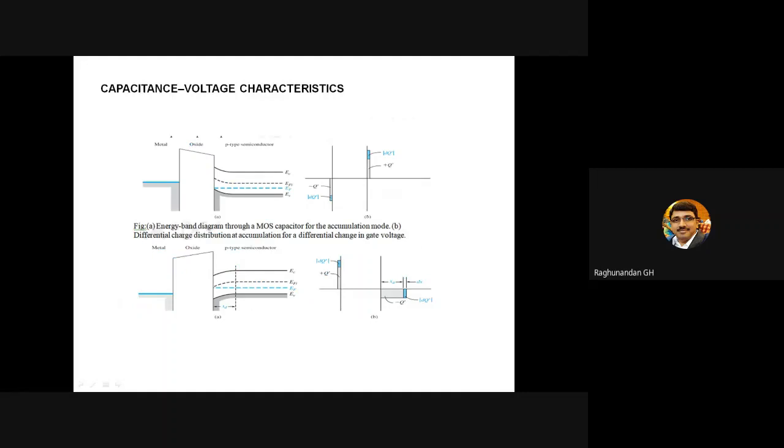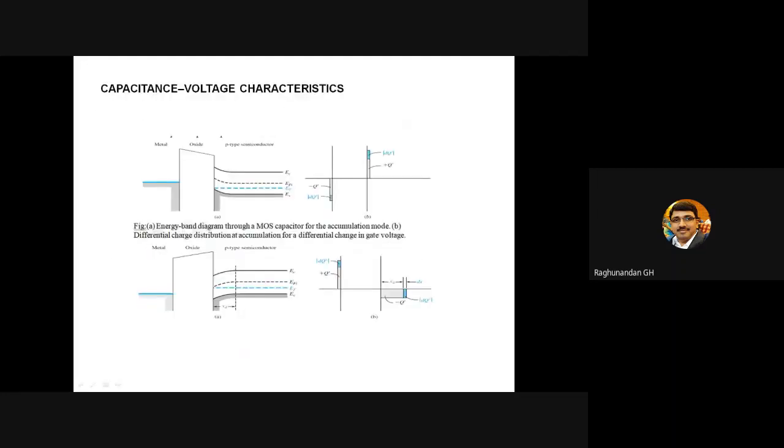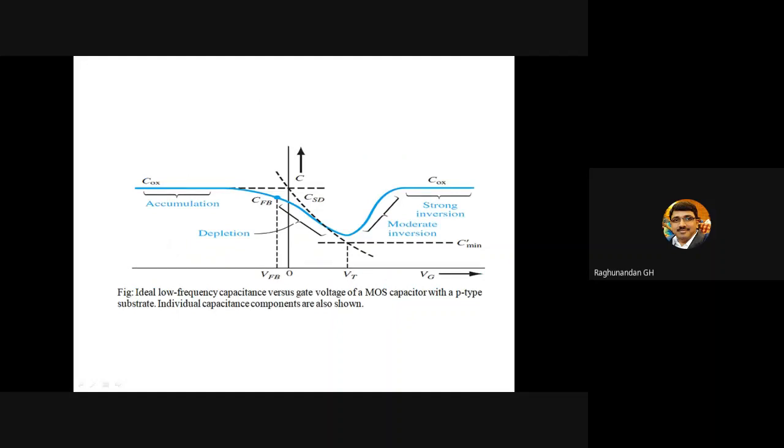So this is the capacitance voltage characteristics. What they have done is they have just combined this and this together, and this is the same Fermi level or the energy band diagrams which I have just explained. So from this, what we understand is, this is an ideal low frequency capacitance versus gate voltage. This is the gate voltage and this is the capacitance. We are plotting the graph.